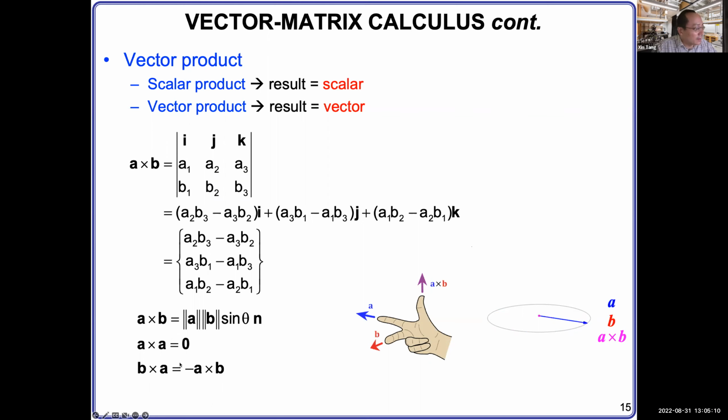Okay, and also if you switch the direction of A and B, if you do B times A, then you put the right hand here, you have B here and A here. You switch your hand, then your thumb will go downwards. That means B times A equals minus A times B, because the magnitude of the product is the same, but the direction is opposite. Right, so all these things are quite straightforward, and they are demonstrated in this animation.